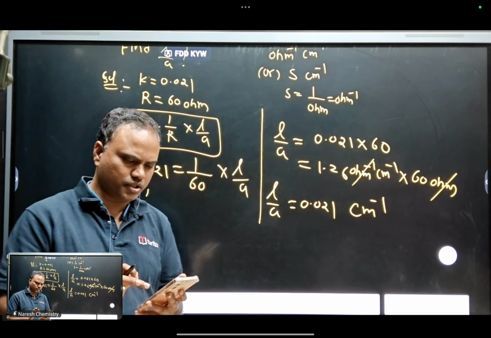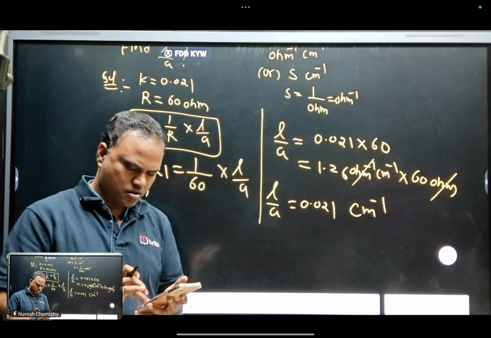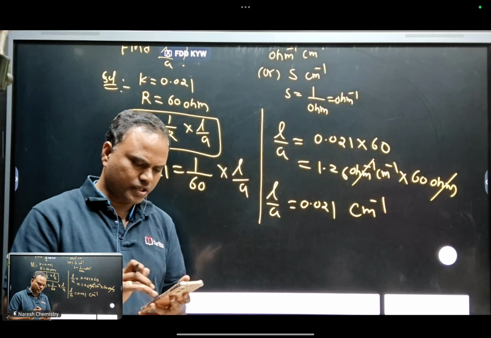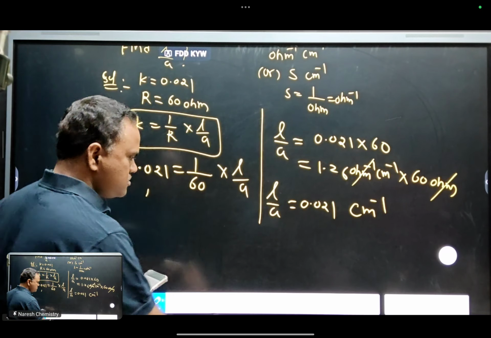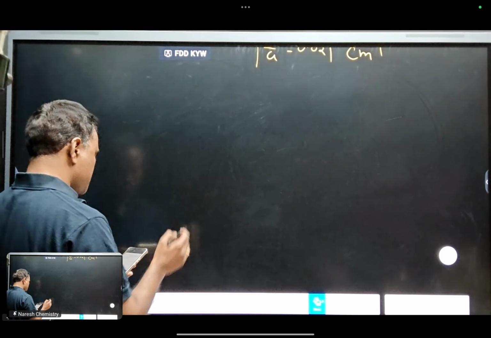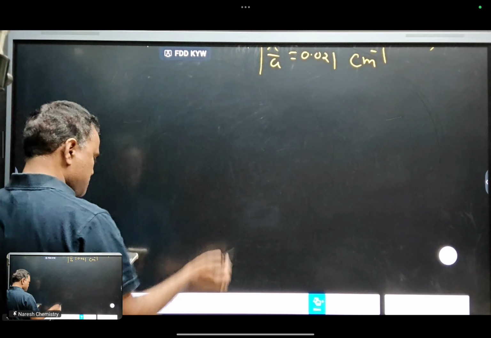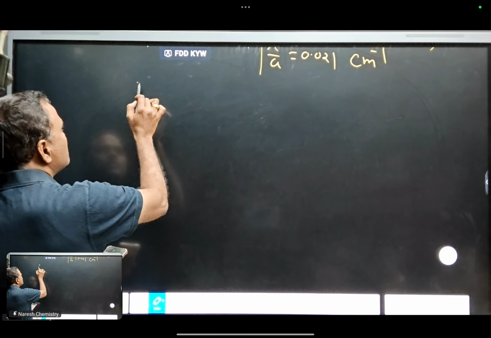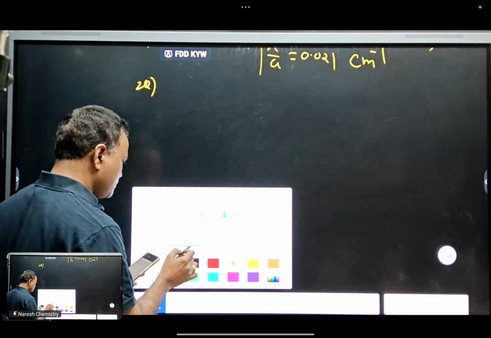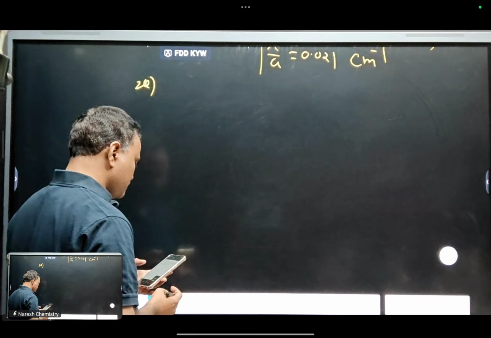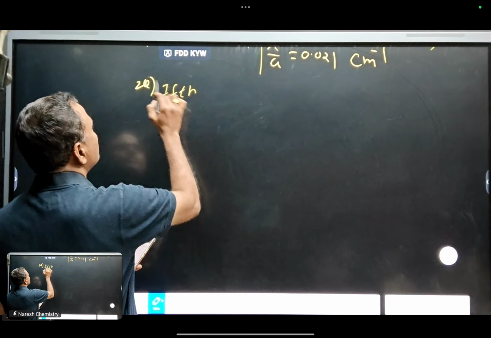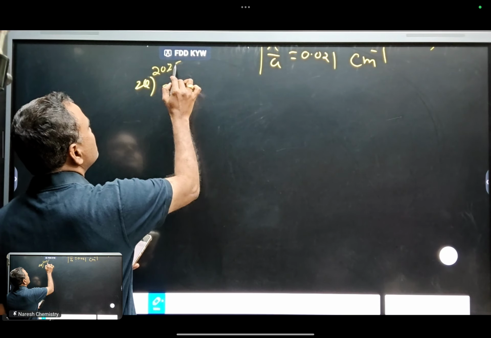Next, let's do this question 25. Actually, I didn't write the answer. Second question. You try. You can try all of you. 25, neat question.